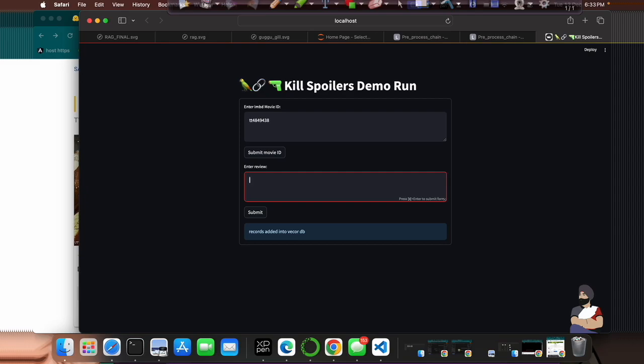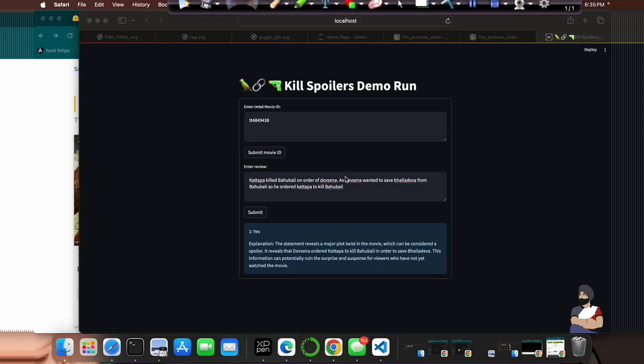Now I have written this review: Katappa killed Bahubali on the order of Devsena, as Devsena wanted to save Bhallaladeva from Bahubali, so she ordered Katappa to kill Bahubali. It is labeled as a spoiler, because this statement reveals a major twist in the plot and can be considered a spoiler. So now let's do something funny.